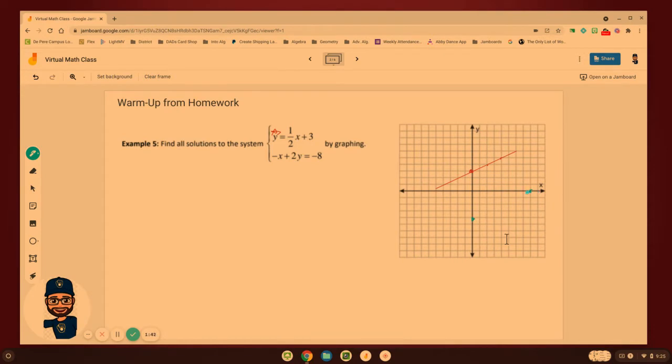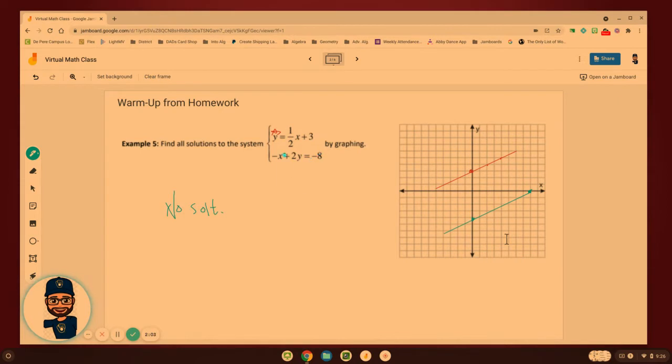Well, what do we notice about these two? Oh my goodness, they are parallel. The lines are parallel, therefore they have no solutions. Because they're parallel, they're not going to intersect. And if they don't intersect, they don't have a point in common. All right, so we can use graphing.